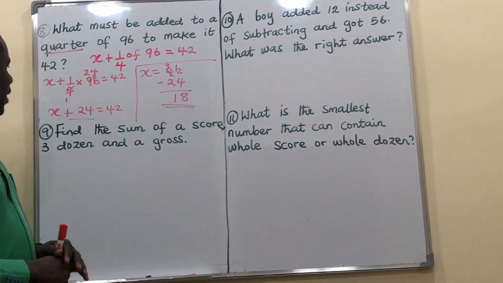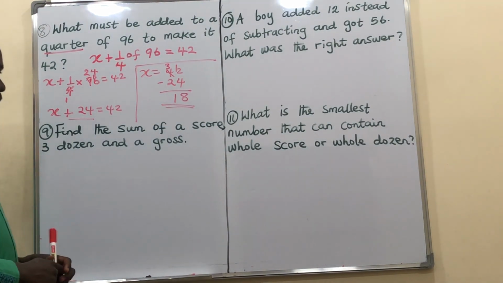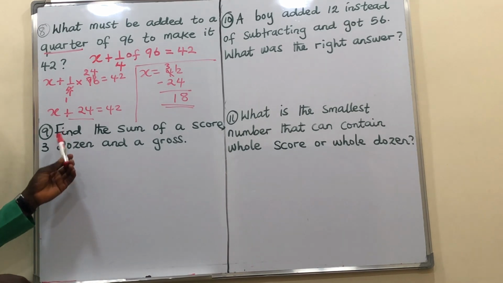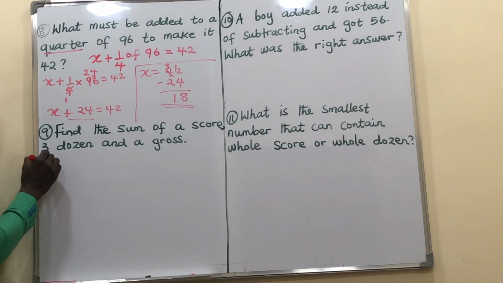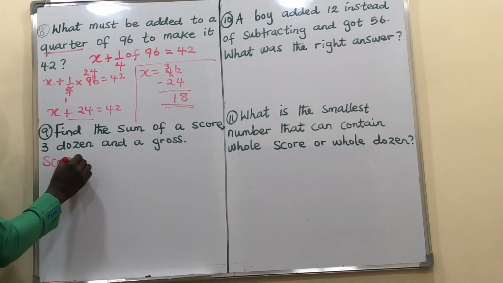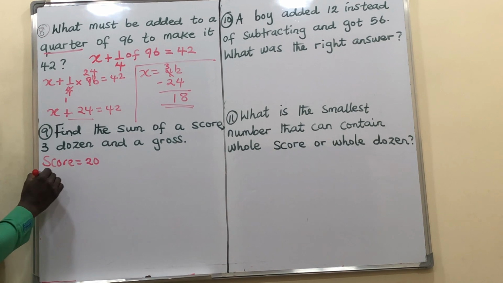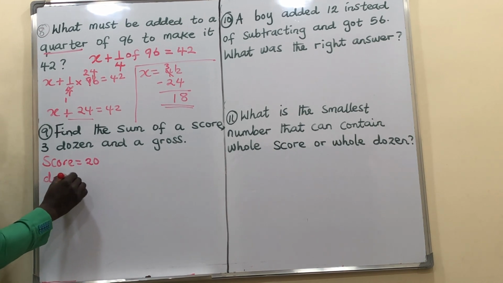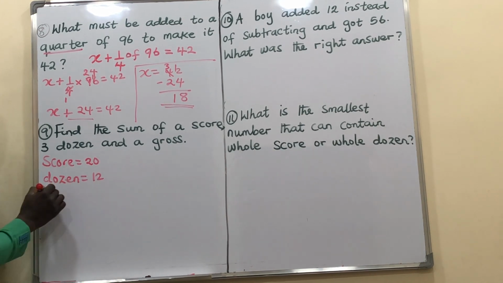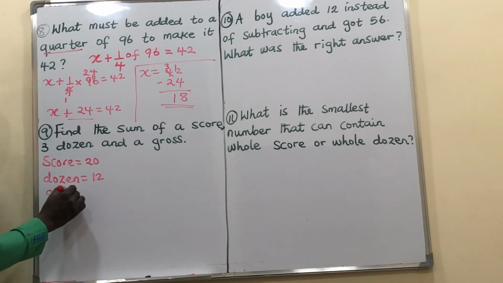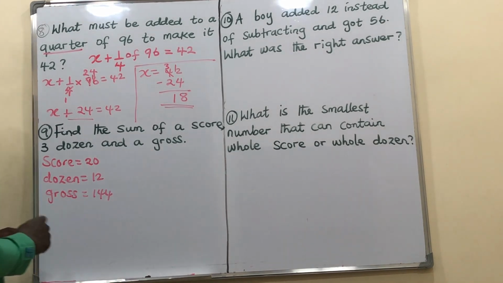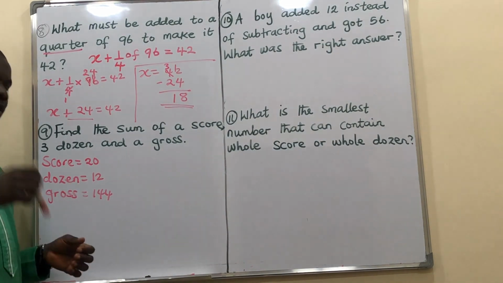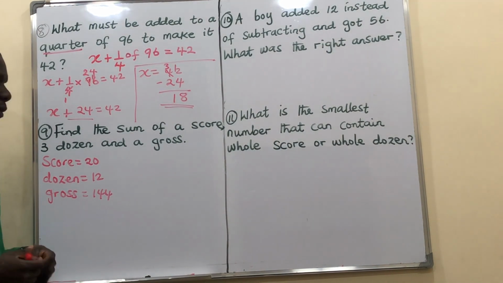Okay, now let's look at the next question. Question 9. Find the sum of a score, 3 dozen, and a gross. What is a score? In mathematics, score equals 20. Dozen equals 12. Gross equals 144. So score is 20, dozen is 12, gross is 144.